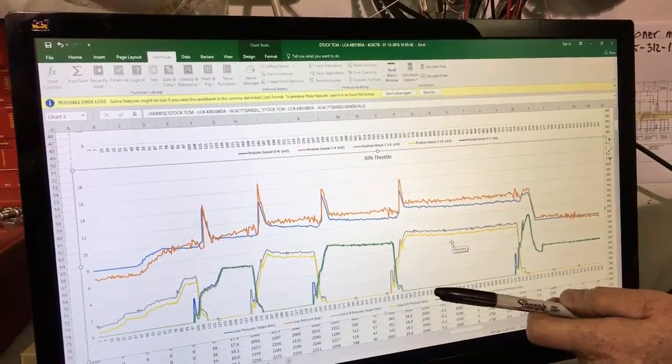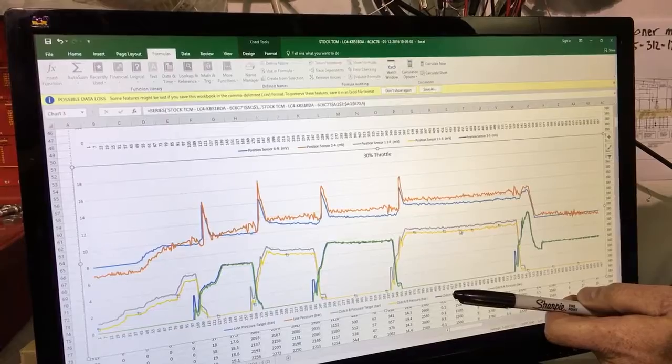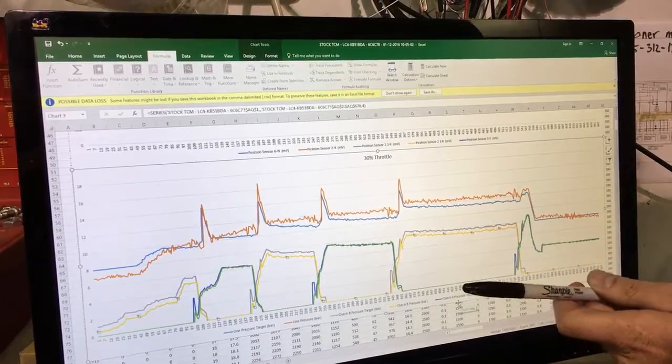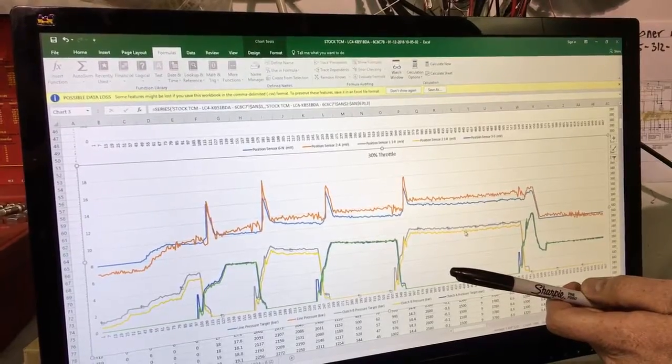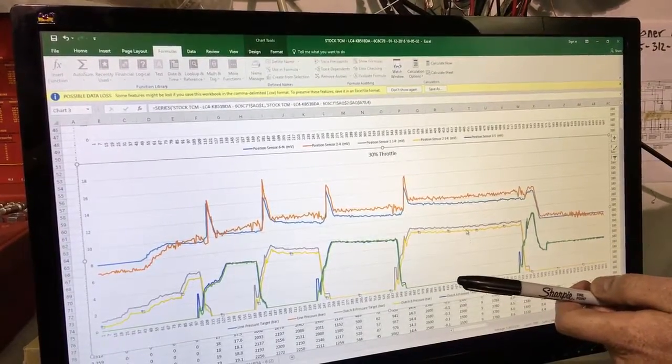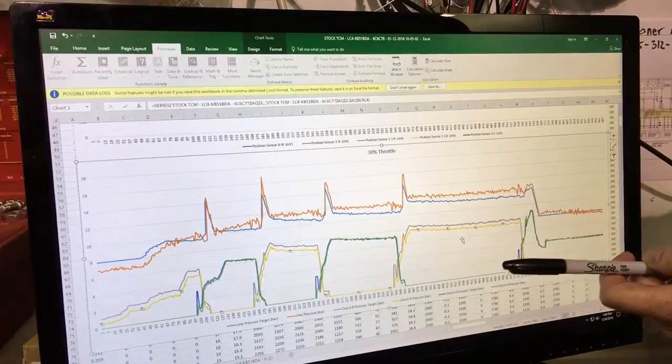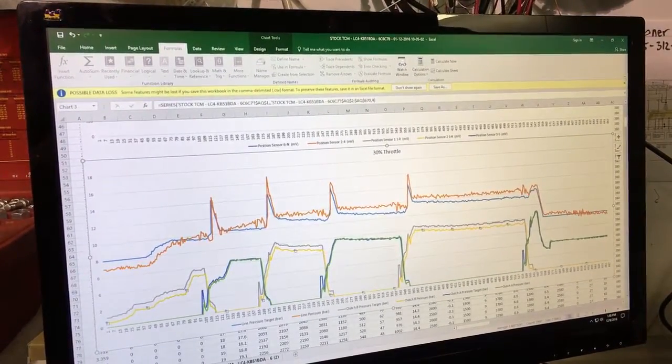That's totally normal. These units are a little leaky inside, and it's just the way it is. If it's beyond 20% of a difference between target and what the trans is actually doing, you may have a problem, but 20% or less, you're in pretty good shape. So we go to the next one here.